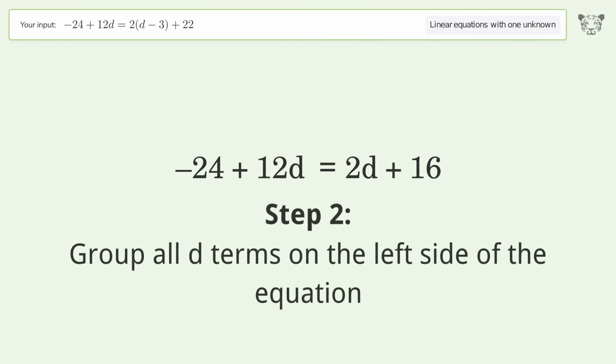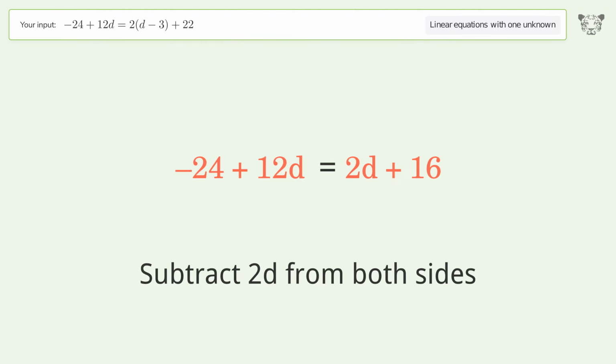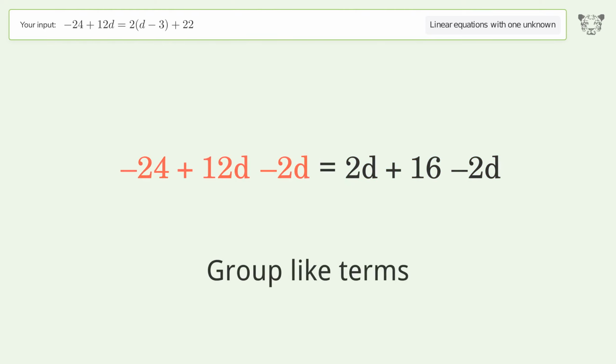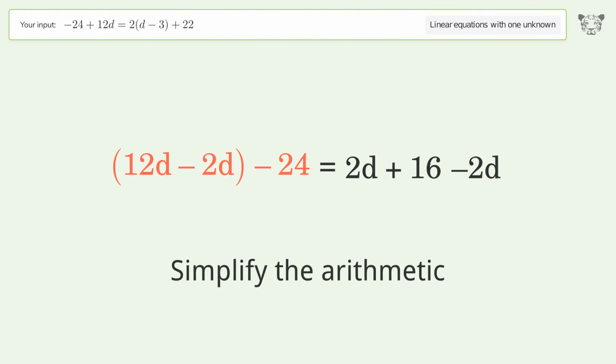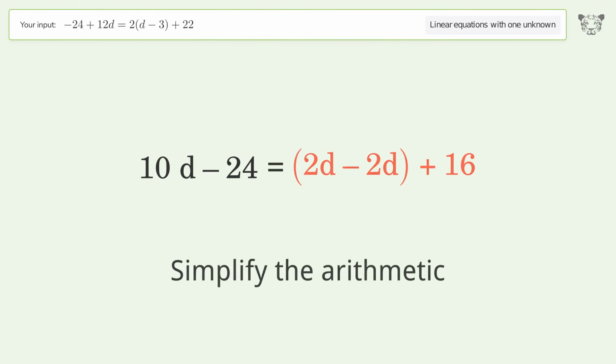Group all d terms on the left side of the equation. Subtract 2d from both sides. Group like terms. Simplify the arithmetic. Group like terms. Simplify the arithmetic.